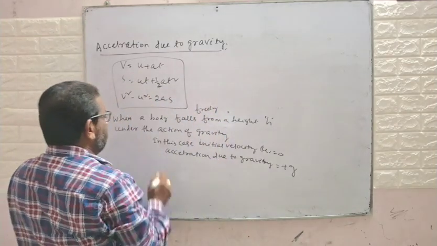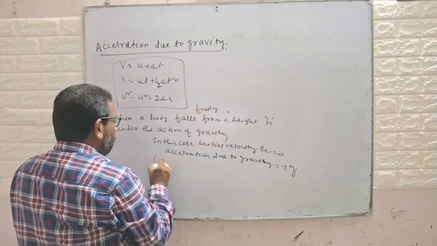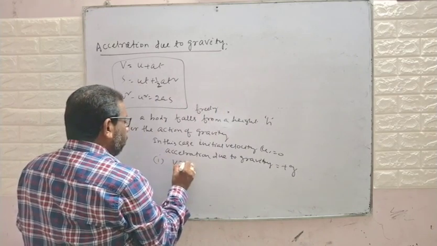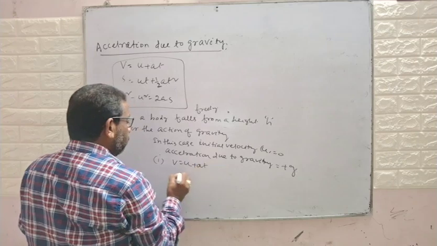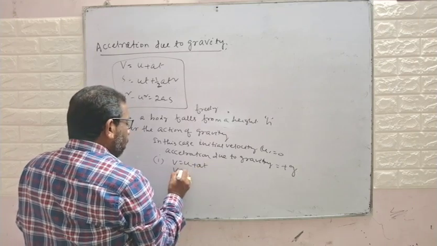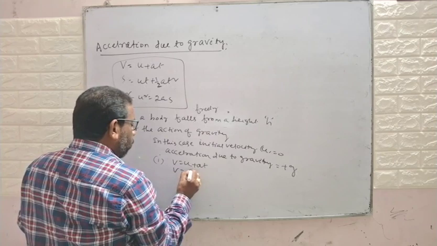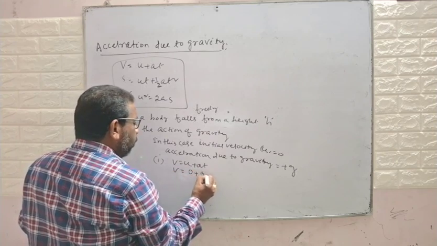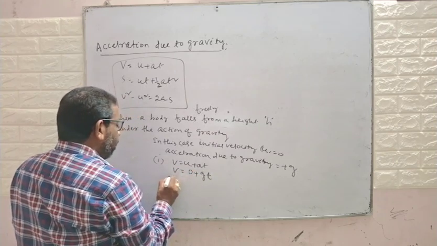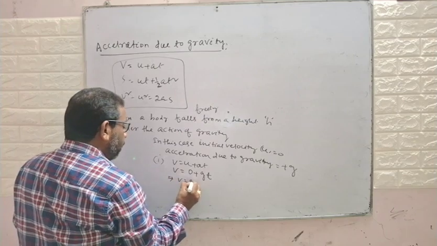Now what will be the first equation? First equation is v equal to u plus at. If we put u equal to 0, a equal to g, then we get v equal to gt.